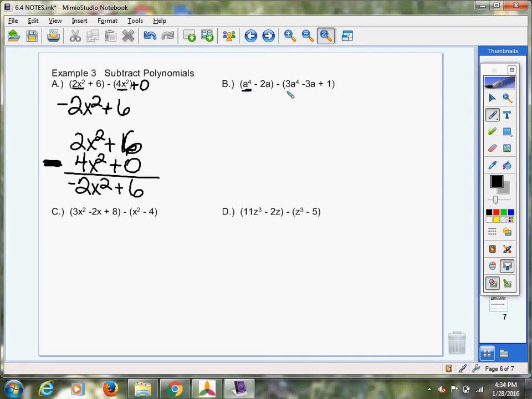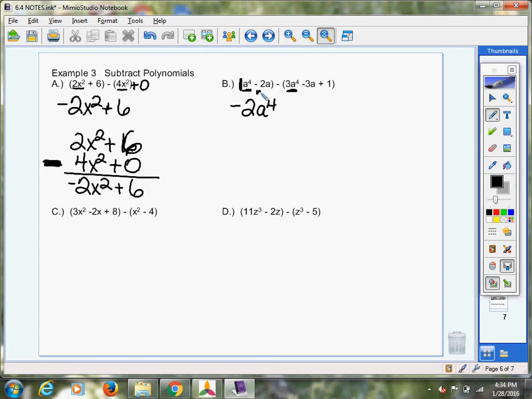We've got a to the 4th minus 3a to the 4th. Well, this first a to the 4th has an understood 1 out in front. A lot of students, because they don't see a number, accidentally treat it like it's a 0, and they'll go 0 minus 3 and get negative 3, and you can't do that. There is a number there in front of your variable. There always is. If you don't see a number, it's 1. So 1 minus 3 is negative 2, and that's a to the 4th, so we've dealt with those.